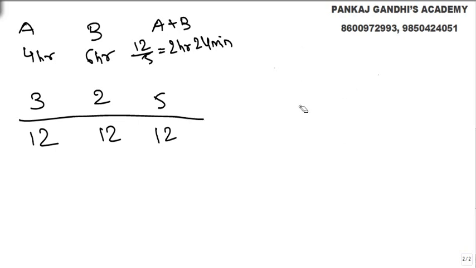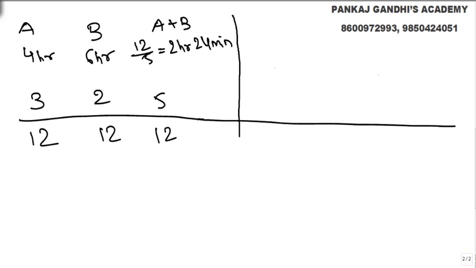But today, A filling, B filling, and leakage emptying, they need 36 minutes more than that. That is 3 hours to fill 12. Means together they fill 4 liters per hour.